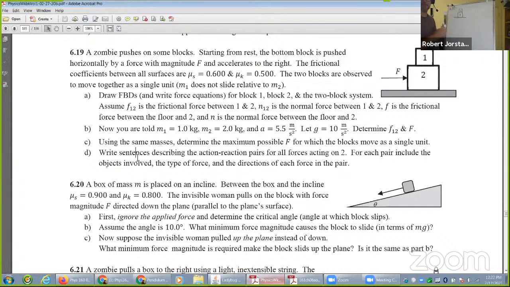This one's a little different. The zombie pushes with some force magnitude F. Those damn zombies pushing my blocks around. Starting from rest, the bottom block is pushed horizontally by a force of magnitude F. It accelerates to the right. Okay, we were told it accelerates to the right. I'm going to write that down right away, right?